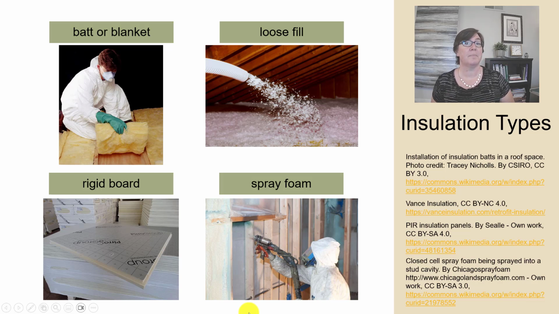Here are some of the most common insulation types that we would go ahead and install in our buildings to control that heat flow. The most common, one that you're probably most familiar with, is a batt or a blanket insulation. It comes in two different types, a fiberglass bat and a mineral wool, or you might have heard it called a rock wool bat.